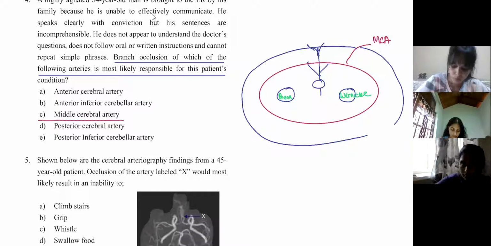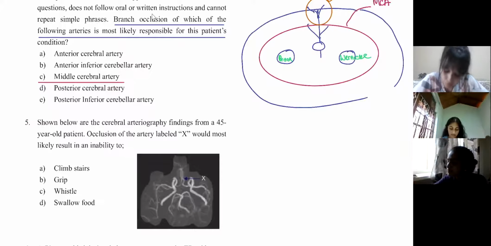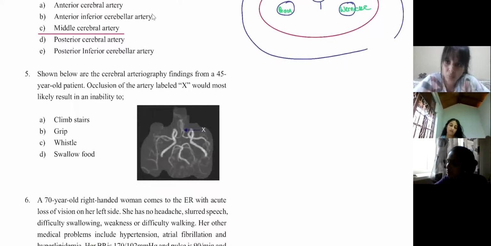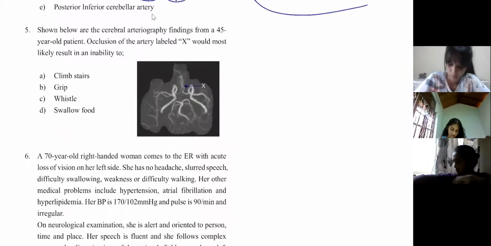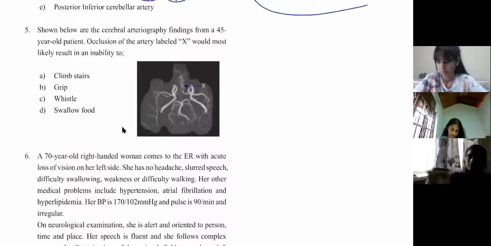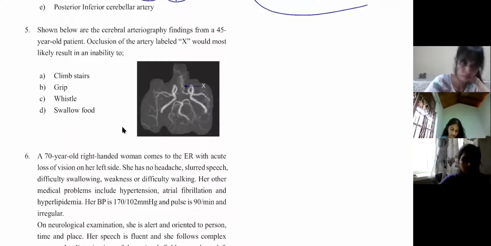The legs are going to be supplied by the anterior cerebral artery. Okay, and the posterior cerebral artery, if there is damage, there's going to be vision defects. So this is the previous lecture that we did. Can someone tell me the answer for the fifth one? Can someone tell me the answer for the fifth one?